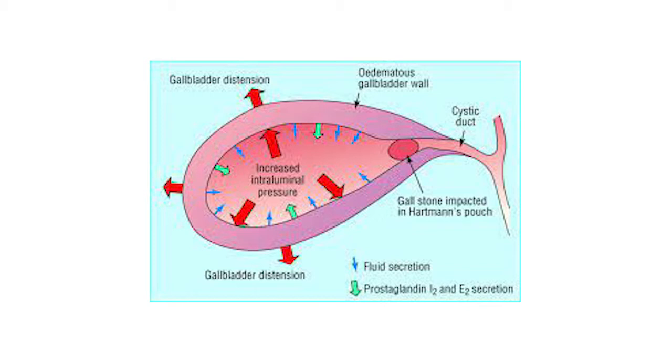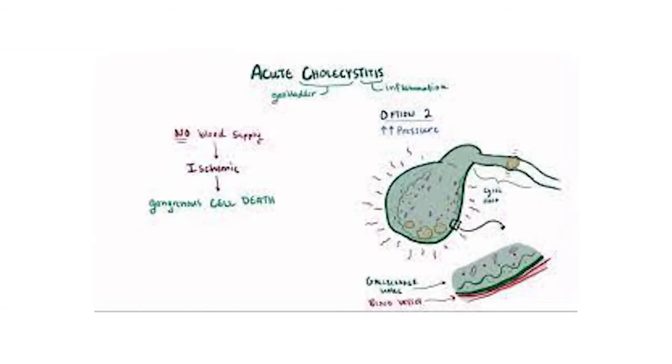This is the image of acute cholecystitis, showing the pressure on the gallbladder wall. The gallbladder is distended and edematous, the cystic duct is narrowing, the gallstone is impacted in Hartmann's pouch, with increased intraluminal pressure of the gallbladder. The gallbladder is distended, with fluid secretions and prostaglandin I2 and E2 secretions. Here is another image of acute cholecystitis. You can see on your screen there is a stone in the gallbladder.